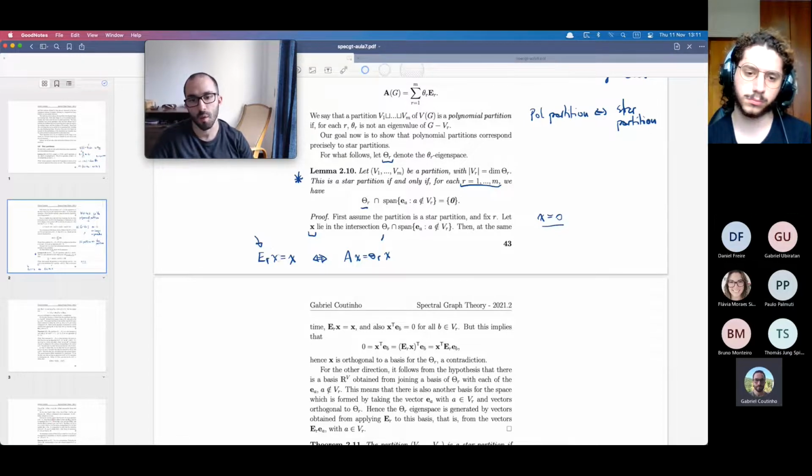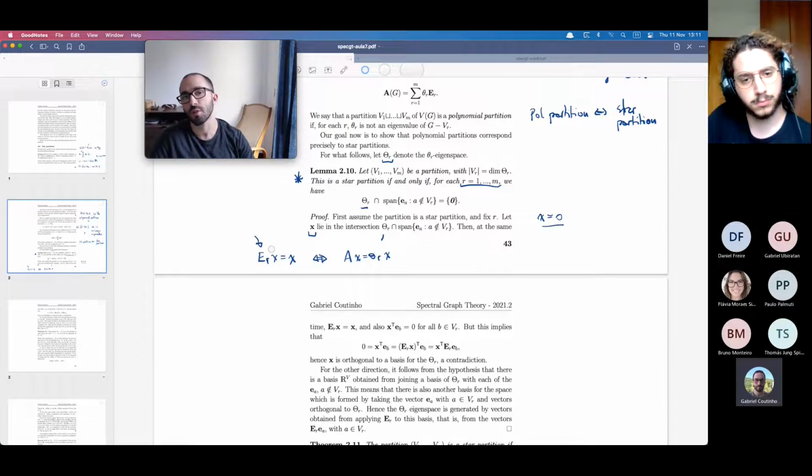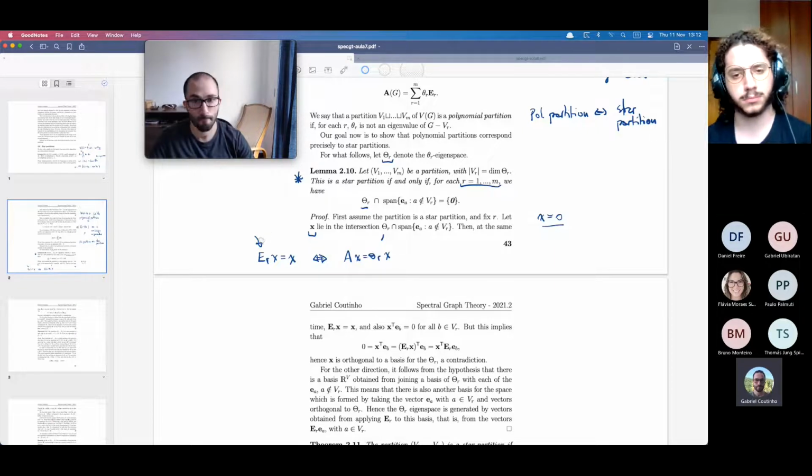Okay, I can write x in terms of a basis for the eigenspace. I can write E_r in terms of the same basis, and things will remain the same. Is this clear to everyone? Yes. Okay.